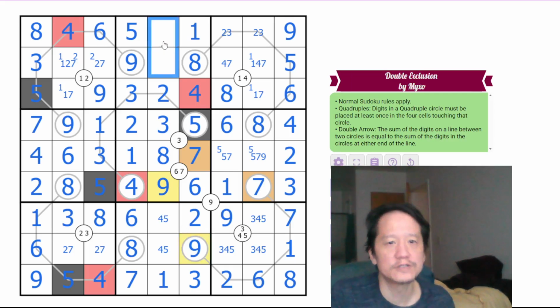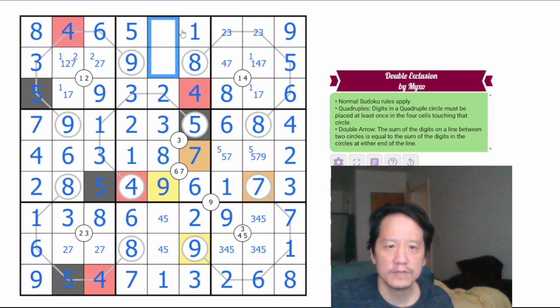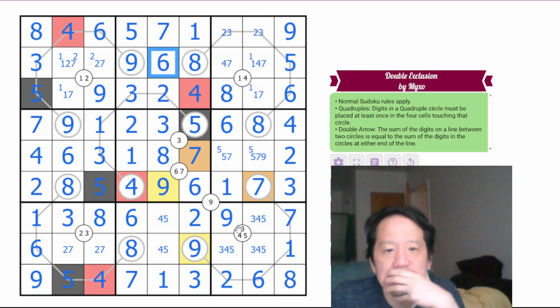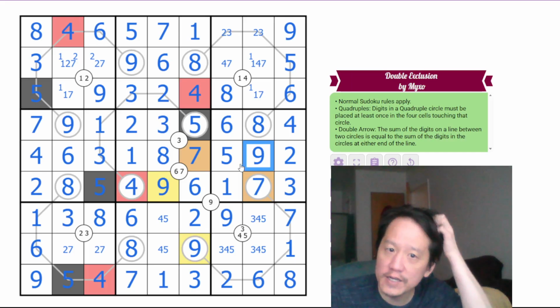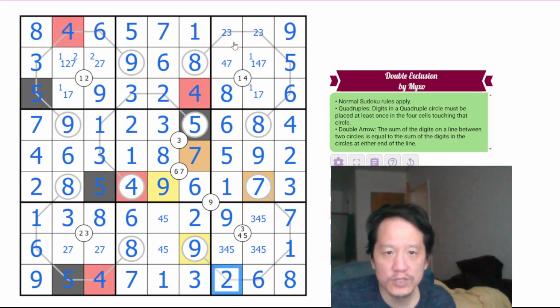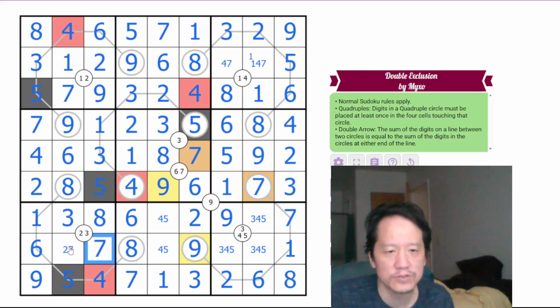These digits are 6 and 7, but this can't be 6 because of that 6, so this must be 7, this must be 6. This 7 means this can't be 7, so this is 5, this is 9. This 2 eliminates that 2, so this is 3, this is 2. This 7 eliminates that 7, so this is 1, which makes that a 7, which makes that 2, which makes that 1. This 2 eliminates that 2, so this is 7 and 2.